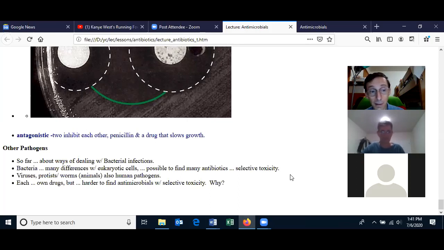have developed the selective toxicity that we have with the antibiotics that work against the bacteria. So we've developed drugs like against viruses and against protists and against worms, but they haven't been as selectively toxic as the antibiotics. And my question for you is, why do you think that might be?